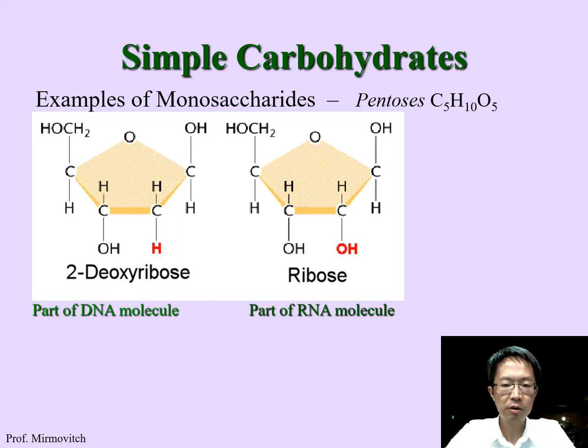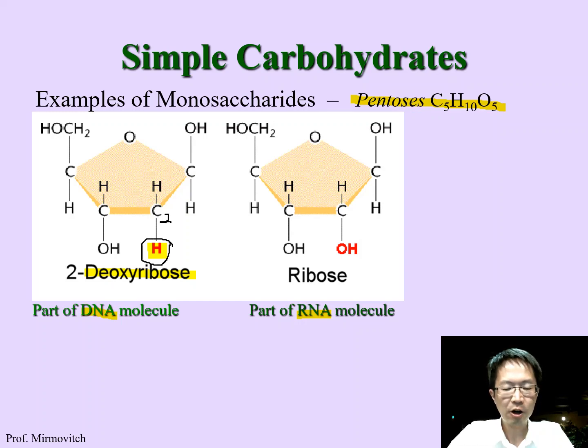And simple carbohydrate, pentose. As I mentioned before, we also need to learn about pentose, because we use pentose in DNA and RNA. Remember, I drew this on the previous slides. Then we have deoxyribose. What does deoxyribose mean? That means that the atom attached to the second carbon, carbon 2 here, is a hydrogen.